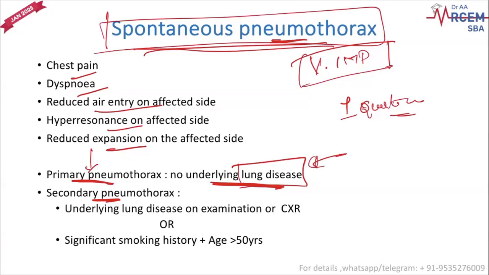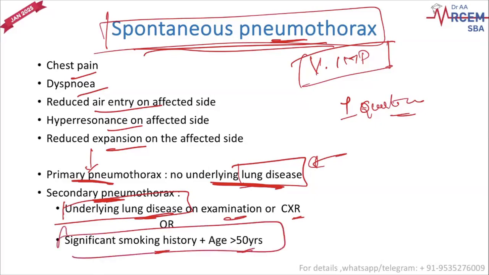A secondary pneumothorax is where there is an underlying lung disease. For example, he is a known case of asthma. Or on examination, you find out he has an underlying lung disease, or the chest X-ray has classical features suggestive of COPD: a barrel kind of chest with a flattened diaphragm, a tubular heart is present, suggestive of COPD. Then you consider it as a secondary pneumothorax. Most of the time, he would have been a known case of a lung disease, or what you need to remember, he must be a smoker plus age more than 50 years.